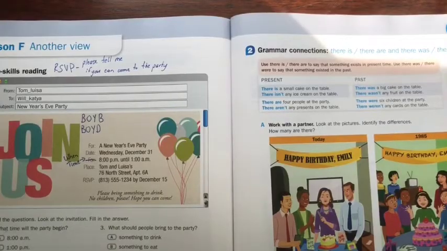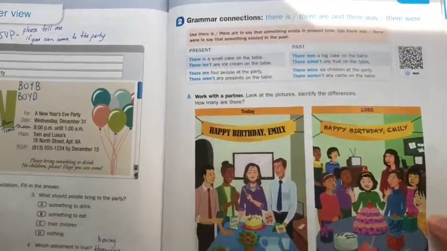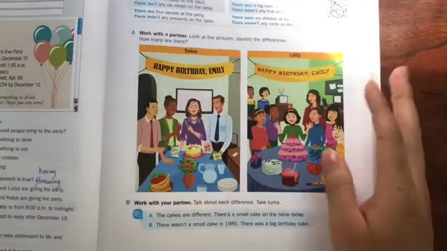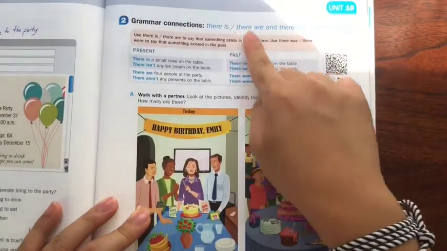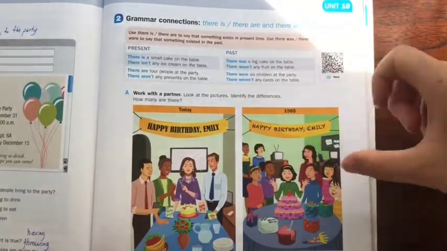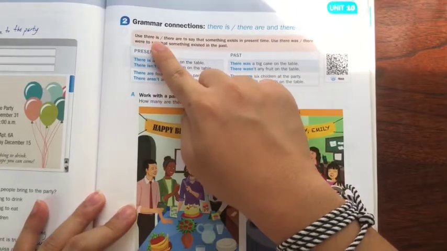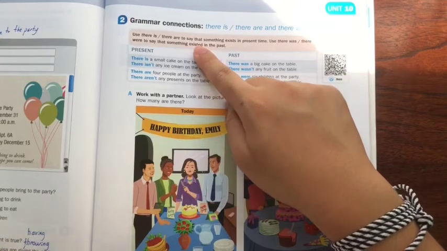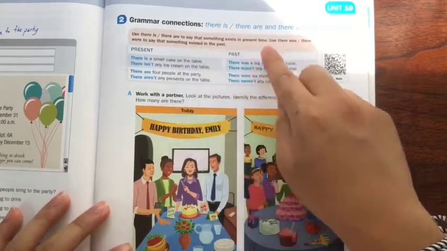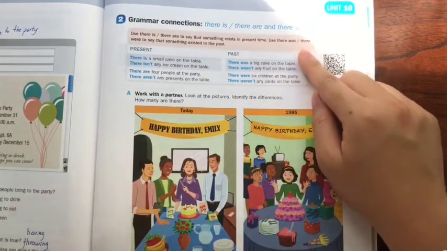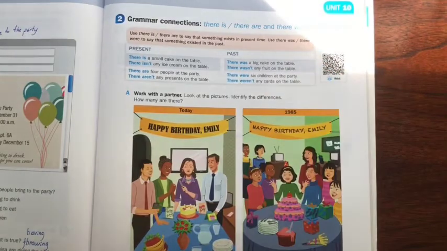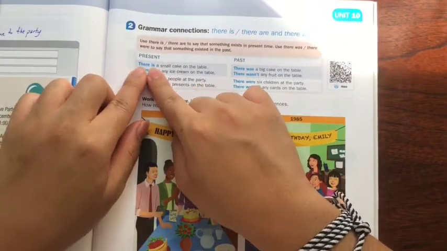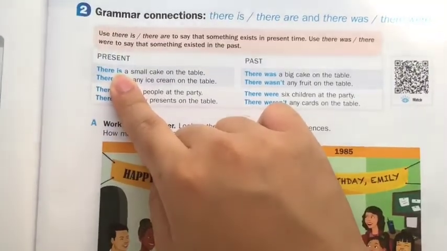Okay, now I am on Lesson F in Unit 10. I'm on page 133. We're going to practice there is and there are. This should be easy. We use there is and there are when we want to say we have something. And then we use there was and there were to say something in the past. We had something in the past. This is easy, right? So when we use there is, we're talking about one thing.